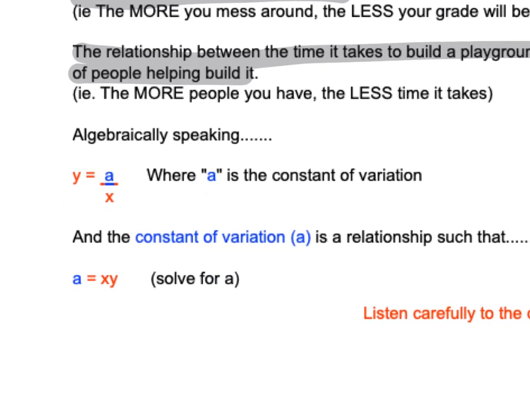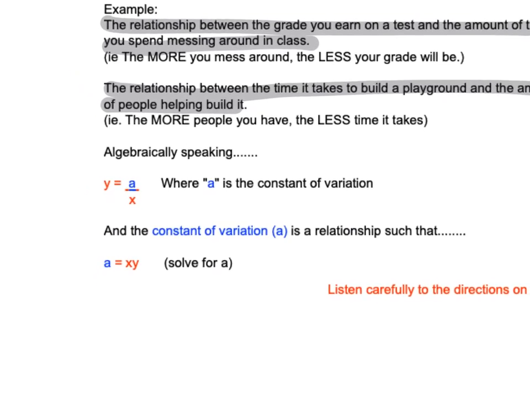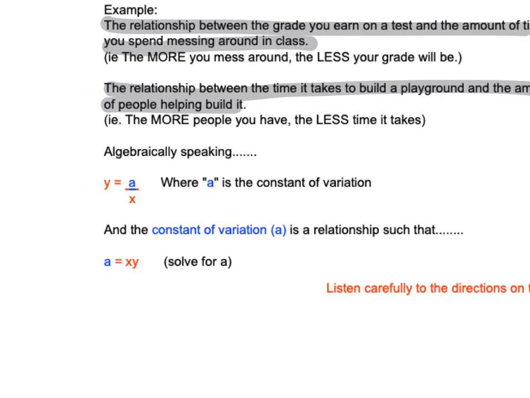Okay? If you notice, it is y equals a divided by x. X is in the denominator. A is not going to be like a slope or anything like that. The graph of it, which we will look at later, is not going to be linear. A is called a constant of variation, okay? And the constant of variation is a relationship such that a equals x times y.